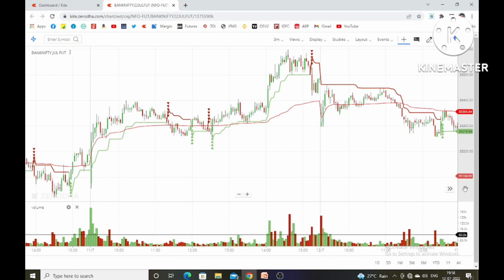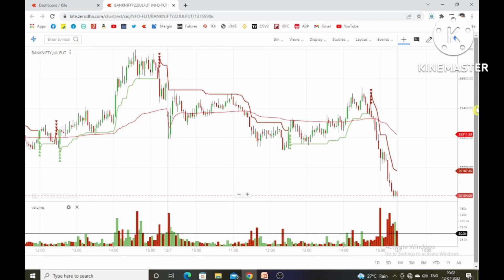So let's start. The Super 10 retracement strategy is a wonderful strategy for option scalping or buying. It is basically an intraday strategy. You can buy a call option or put option depending on the situation.